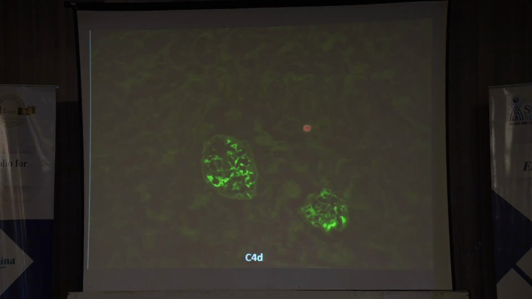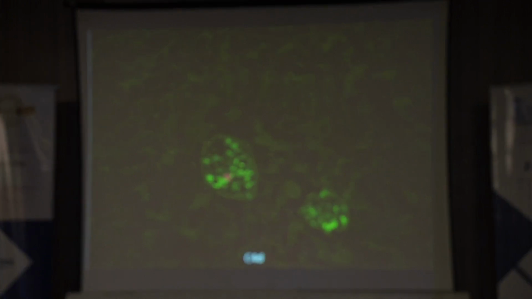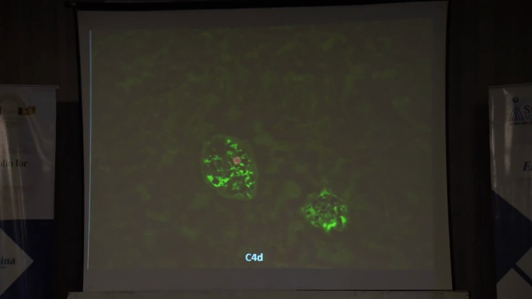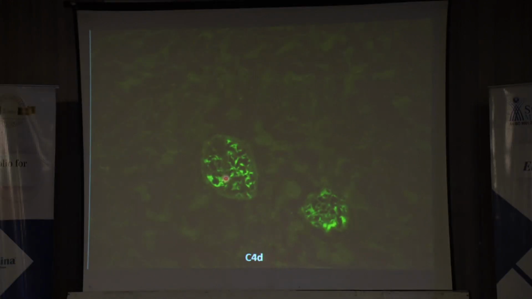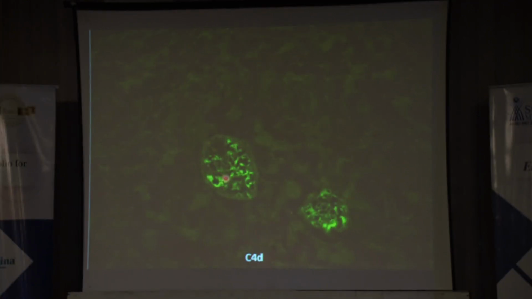C4d was negative, so this is C4d by immunofluorescence. In this, the glomerular mesangium acts as a positive control. That means I know my C4d is working because the glomerular mesangium is positive. So it is negative in the peritubular capillaries. C4d is negative, but it is working correctly.